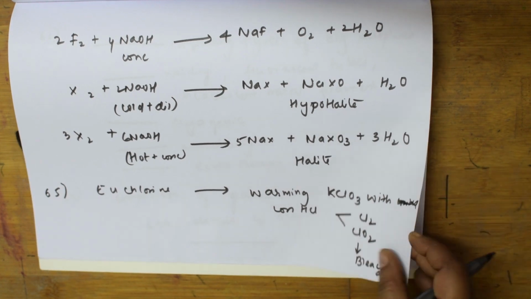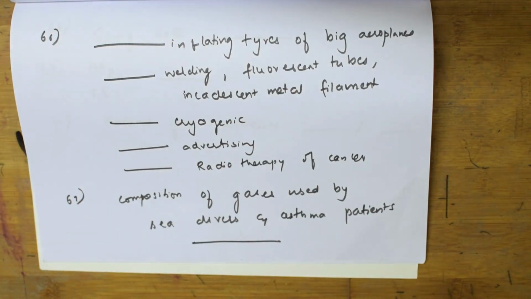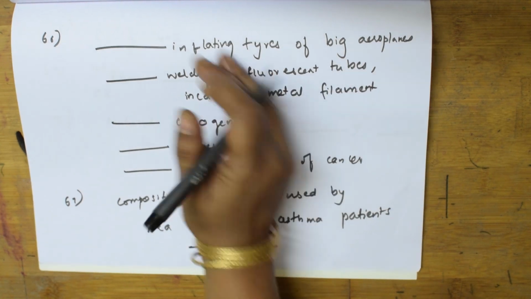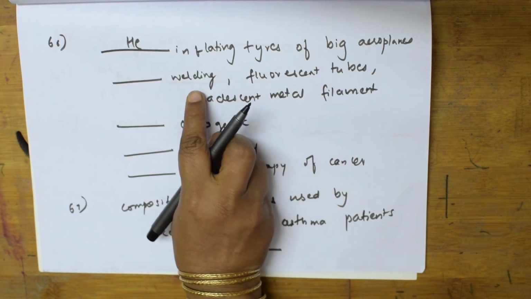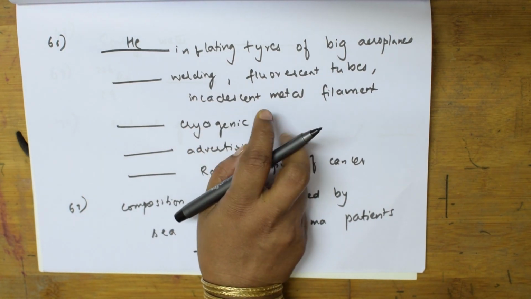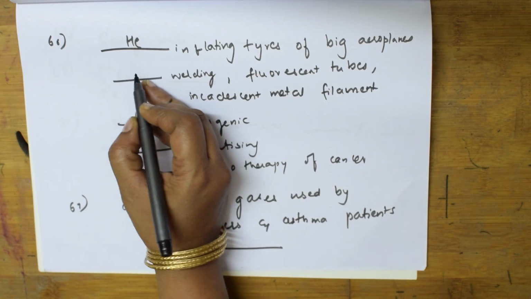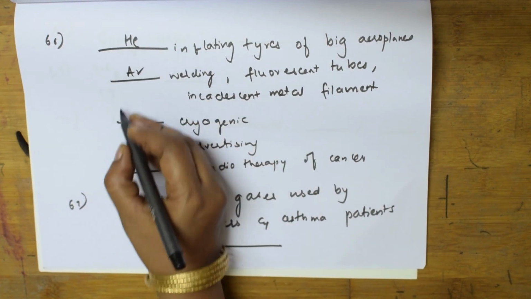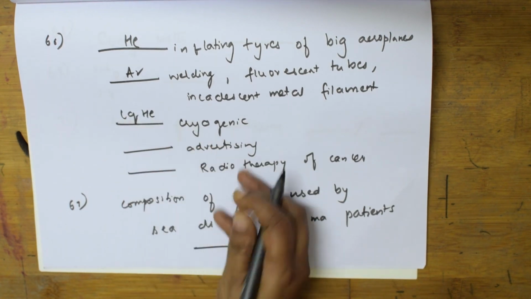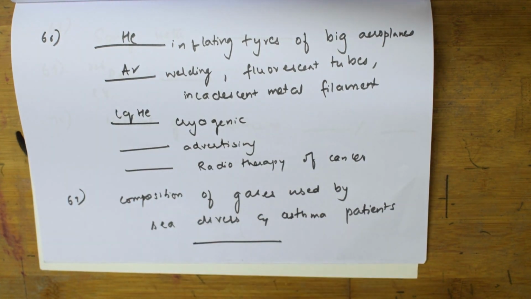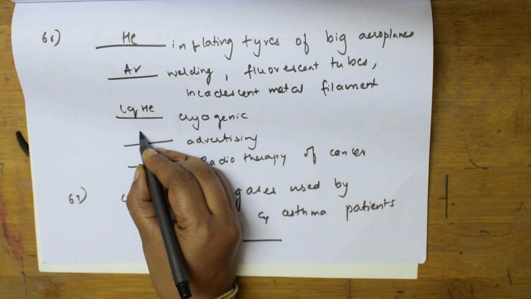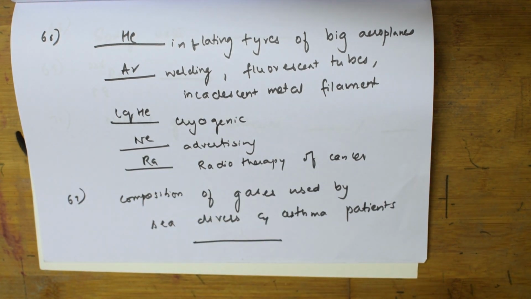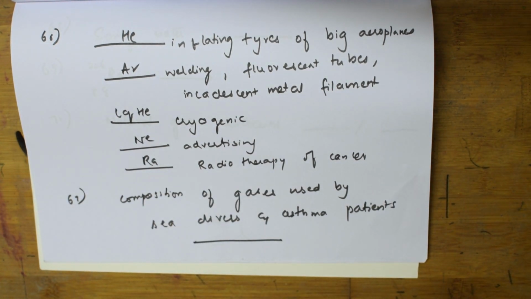Next question, 66th question. Dash is used in inflating tires of big aeroplanes. What is used for inflating tires? It's nothing but helium. Dash is used in welding, fluorescent tubes, incandescent lamps, metal filament. Basically whenever you see welding, argon. It's used as cryogenic, right? So liquid helium. It is used in advertising, meaning very shiny glowing boards. Where is it used? Neon. Dash is used in radiotherapy of cancer, radon. Such applications of inert gases are very important in your exam students.